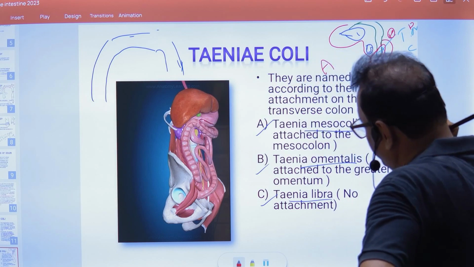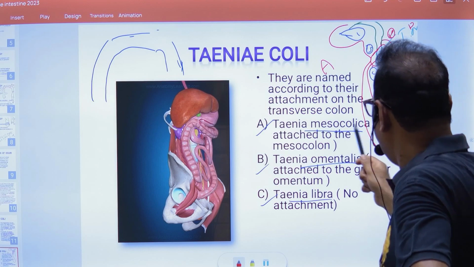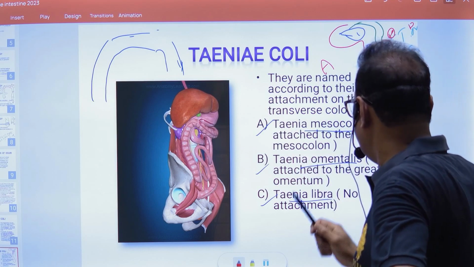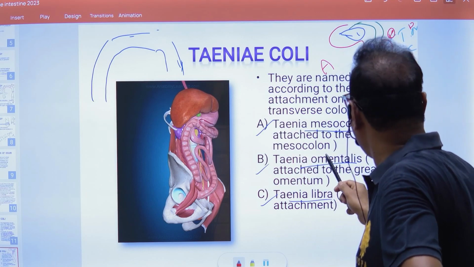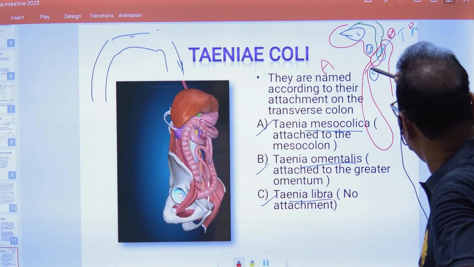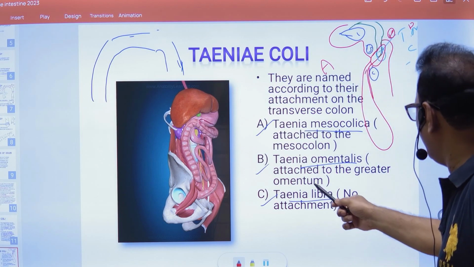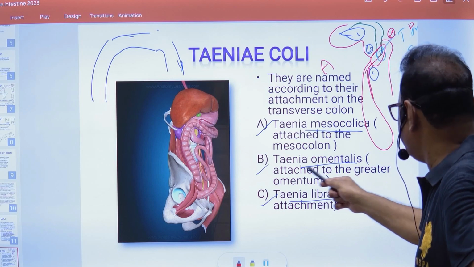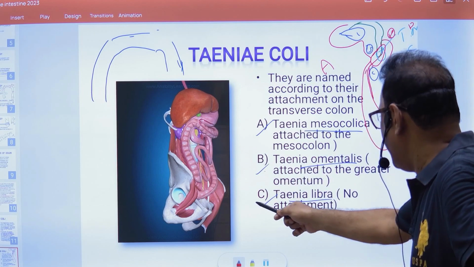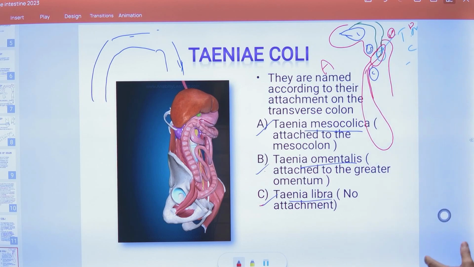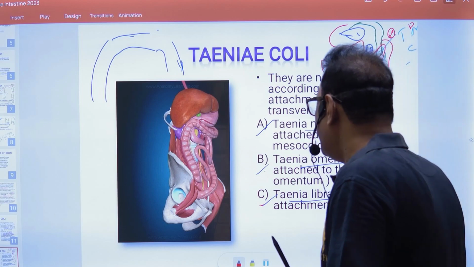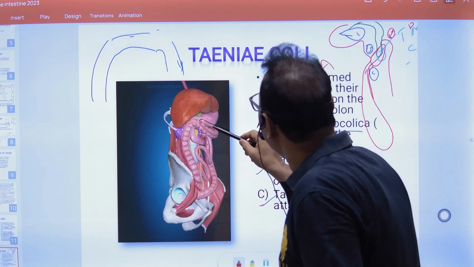Posteriorly, we will see the transverse mesocolon, and there we will see the tinea mesocolica. Then we have got tinea omentalis. We know the omentum is coming like this, so it is attached anteriorly. So we have got tinea omentalis over here, and tinea libra. We will not find any sort of attachment on the tinea libra. So this diagram we could see over here.